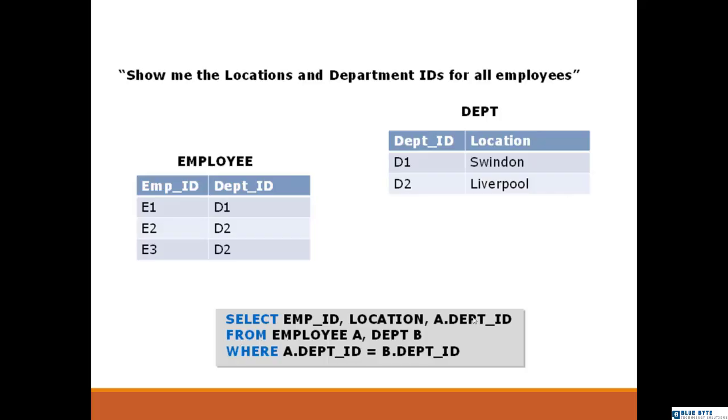Now I need to mention, because the information is going to be retrieved back from two different tables, I need to mention both tables. So I have employee A and department B. We have the tables A and B. If you have another table, then it becomes C, and so on. What is your condition to retrieve back the information? The table A department ID, which is this one, is equal to table B department ID. So when the value in here matches the value in here, then retrieve back the information of the location for the employee. So for E1, the system is going to retrieve Swindon, E2 Liverpool, E3 again Liverpool. This is now what we call a joins query.